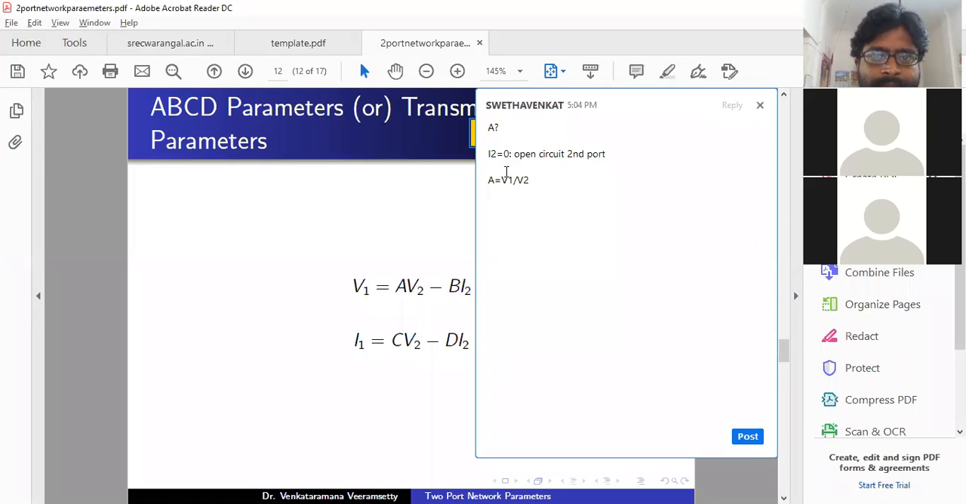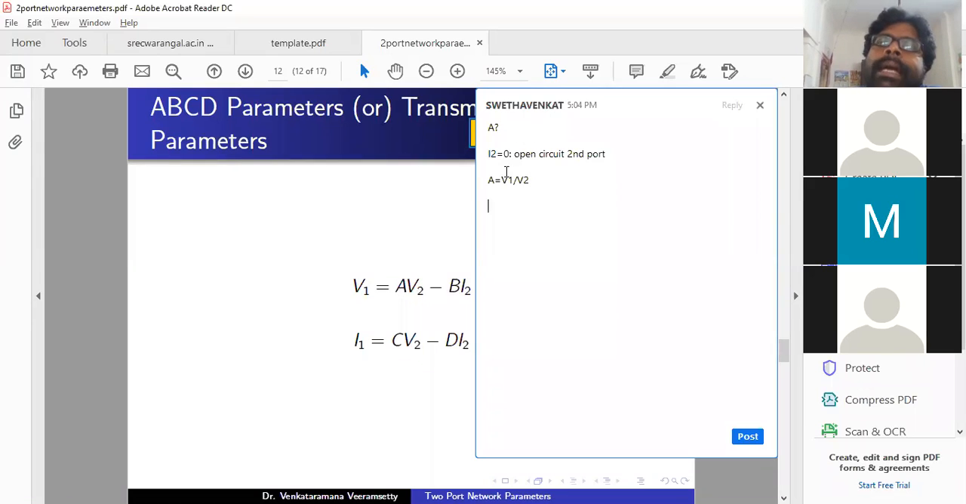That's it. So if you want to calculate the transmission parameter A in a given two-port network, first of all you have to make the second port open. Once you make the second port open, calculate V2, the voltage across the second port. If you open the second port, only the current is 0. Some voltage will exist across the output terminal, the second port terminal. So measure that voltage V2 and take the ratio between V1 and V2. It will provide the value A.